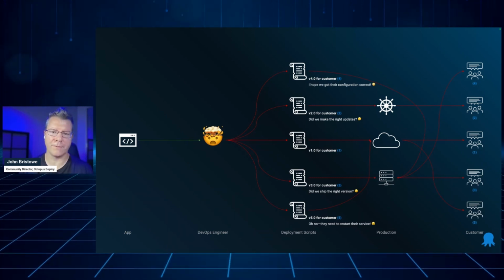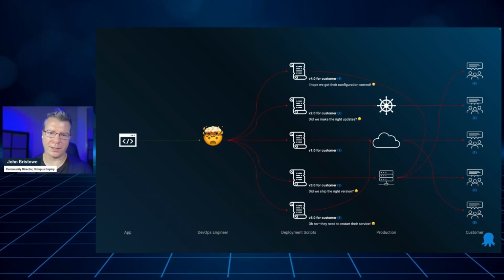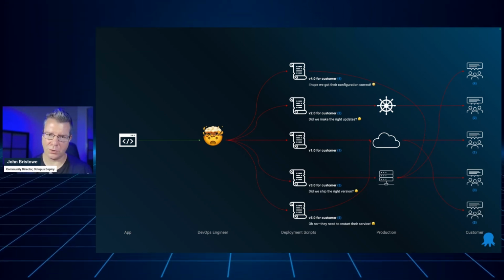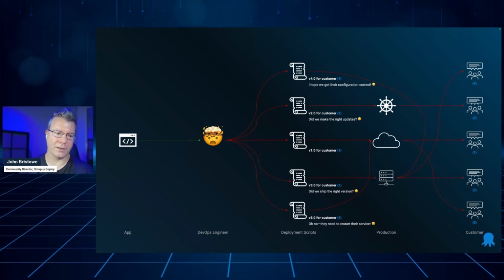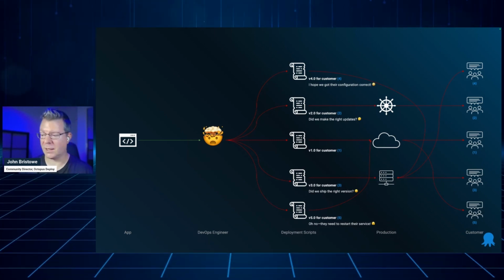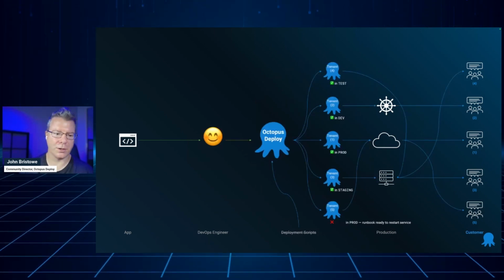So deployment scripts are very brittle. They have no concept of potentially rollback unless you're rolling these things yourself, and they don't make life easy for the DevOps engineer. In fact, life gets very, very difficult for the DevOps engineer.